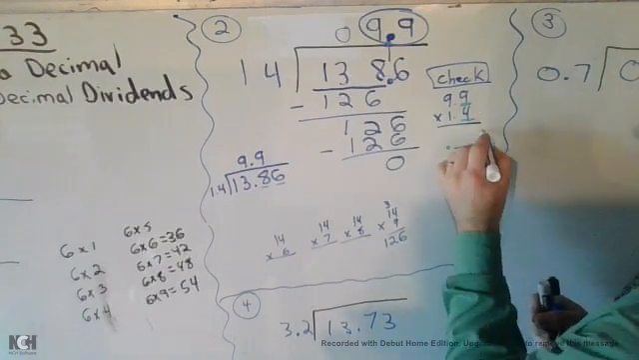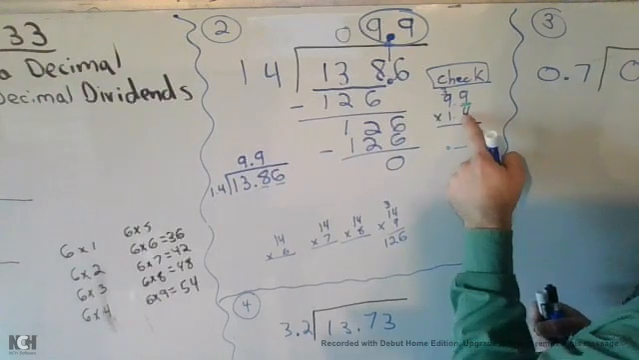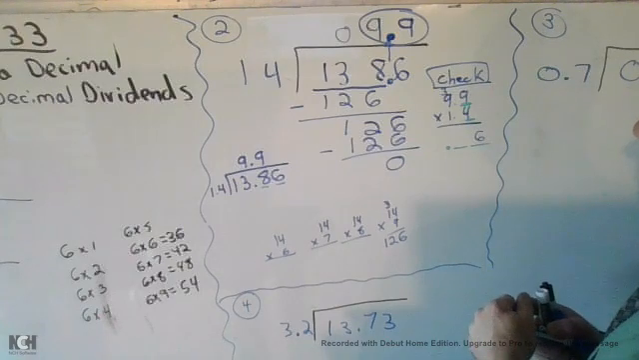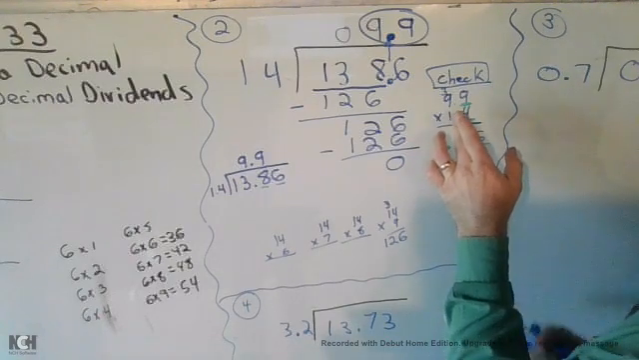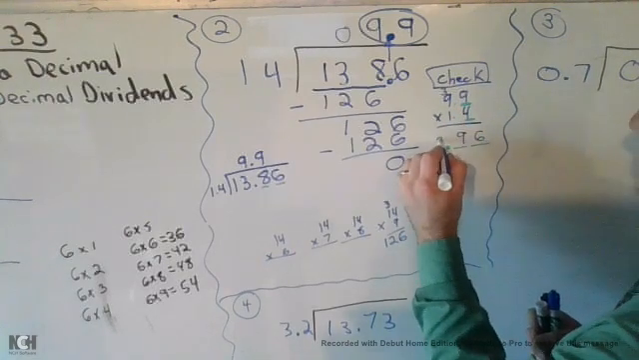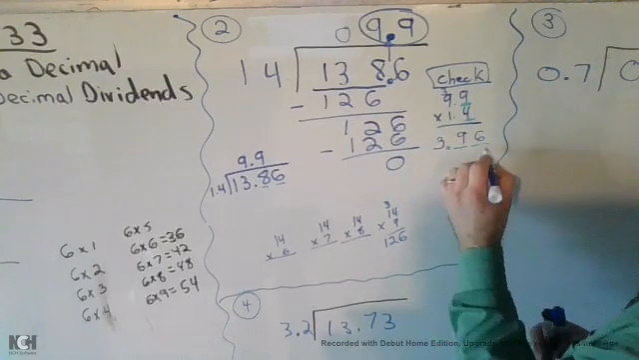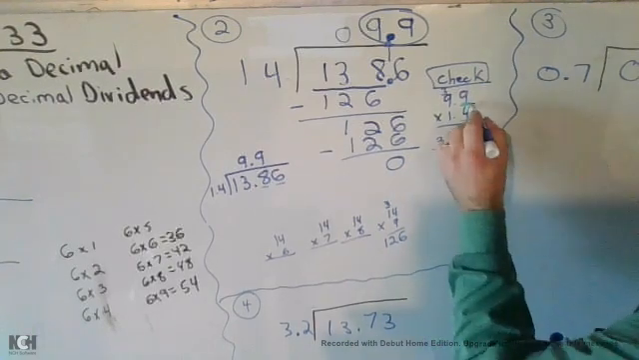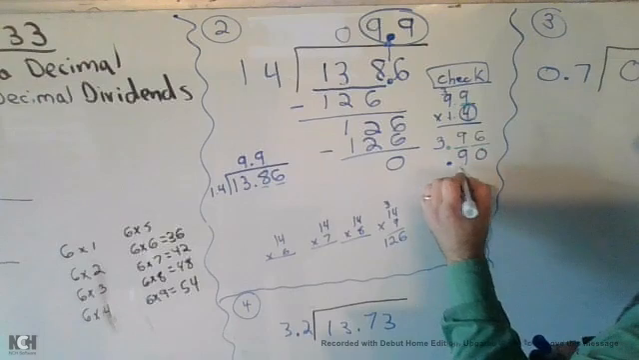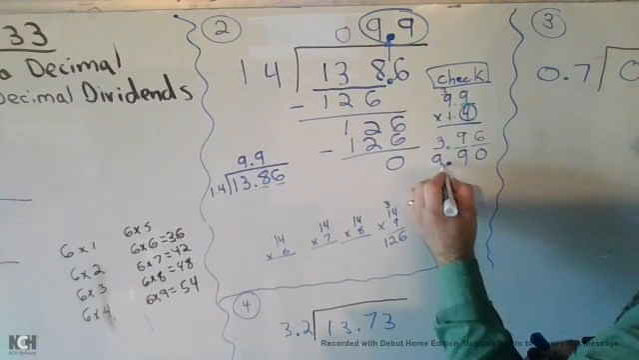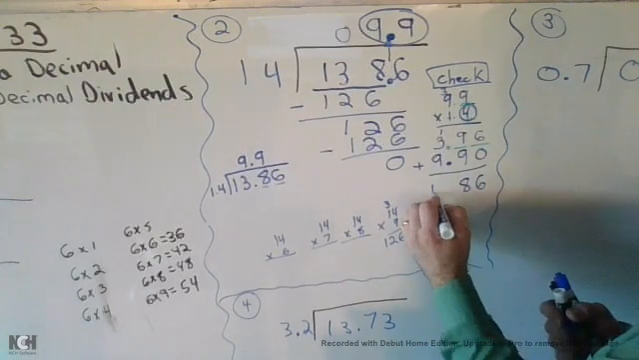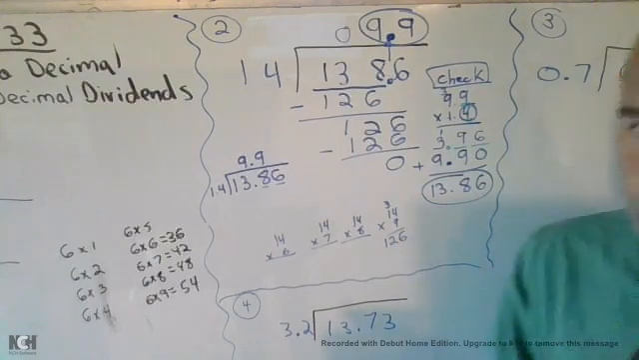4 times 9 equals 36. 4 times 9 equals 36, plus that 3 equals 39. Then I'm going to hold that place value, because I'm going to make that into a 0. 1 times 9 equals 9. And 1 times 9 equals 9. Add them up, and I get 6 here, 18 there, 13 here. That was my original dividend.